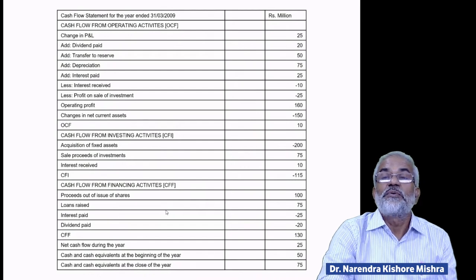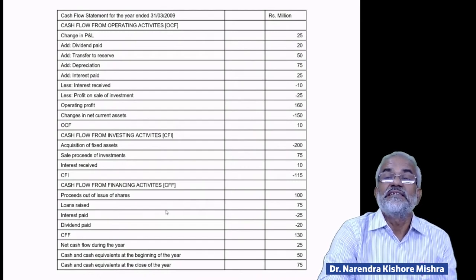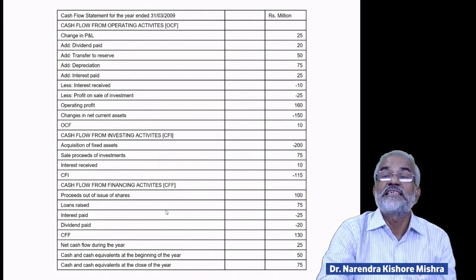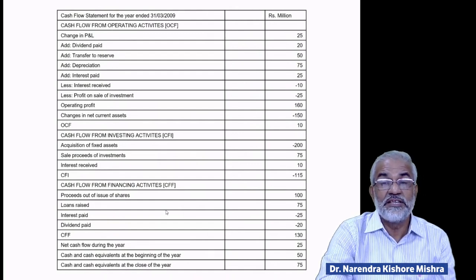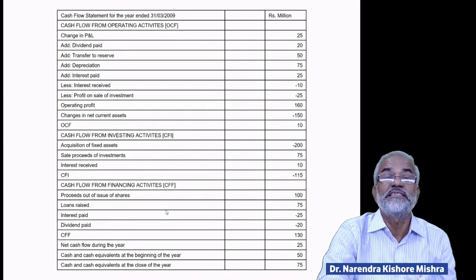So operating profit is 160 and the changes in the net current assets is 150. So the cash from operations became 10. That is the flow of cash, a positive flow of cash. That means the inflow of cash from the operating activities.